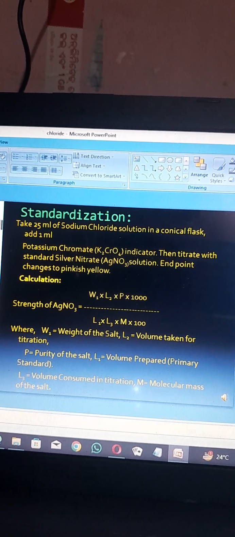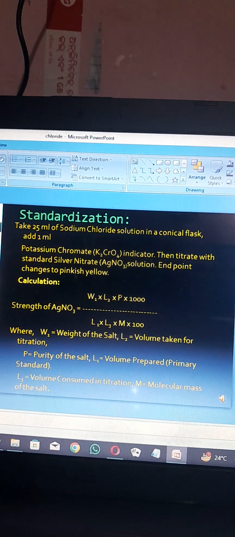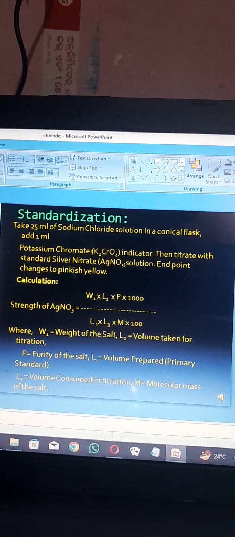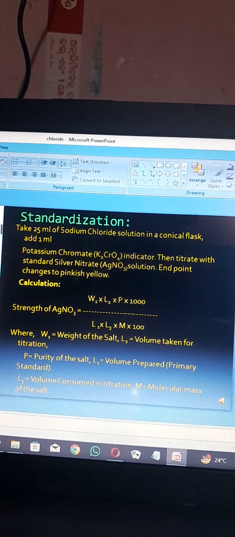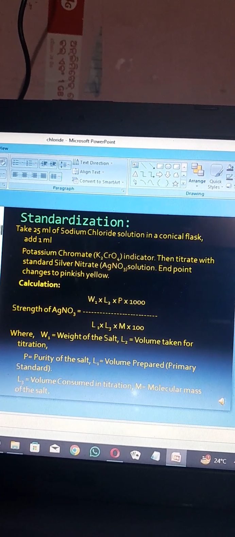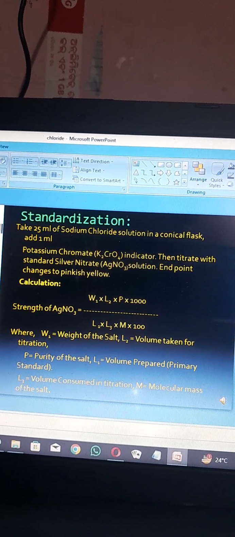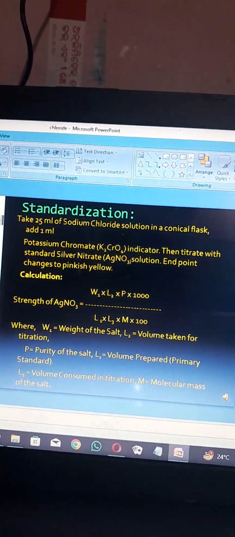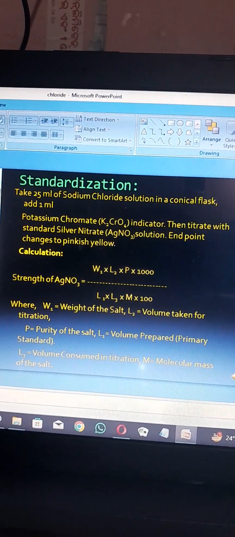Then we have to standardize the silver nitrate which we prepared, to know whether it is exactly 0.0141 or not. For this we have to take 25 ml of sodium chloride, which is the primary standard solution, in a conical flask, and add exactly 1 ml of potassium chromate, then titrate with silver nitrate solution till the end point changes to pinkish yellow. And what is the strength of the silver nitrate?